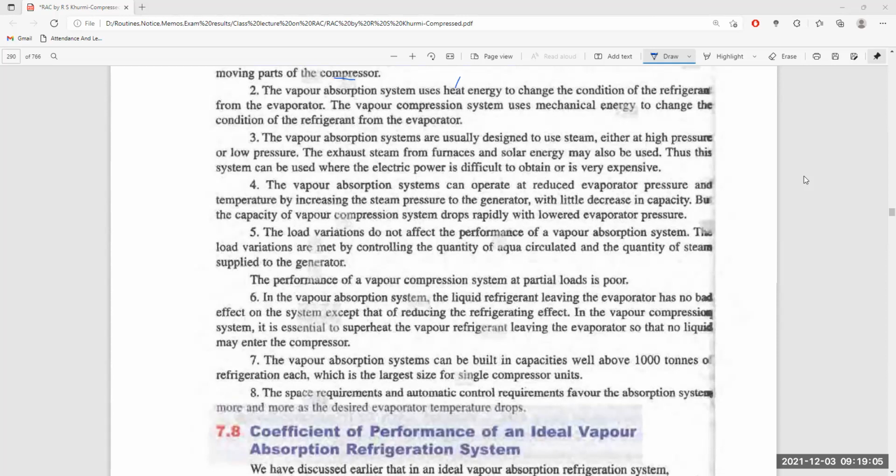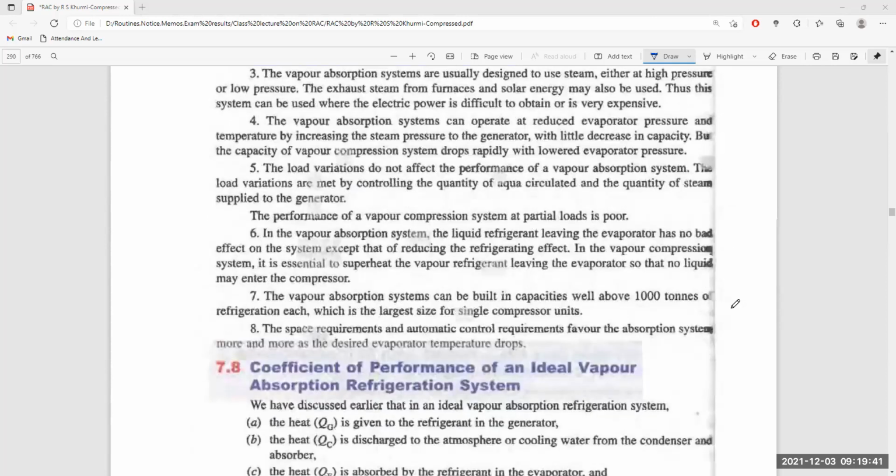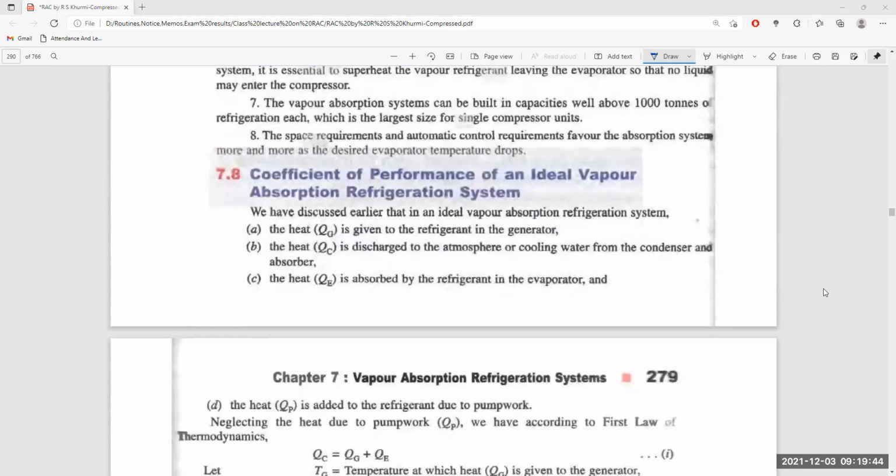The vapor compression system can be built in capacities well above 1,000 tons of refrigeration, which is the largest size for a single compressor unit. Absorption units can be large too, but the space required, the amount of area required, and the automatic control requirement favor the absorption system more and more as the desired evaporator temperature drops. Now let us find out the COP, or coefficient of performance, of the ideal vapor absorption refrigeration system.